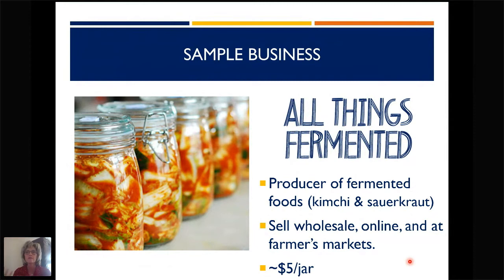So here's what she does. She's a producer of fermented foods, kimchi and sauerkraut. She sells wholesale, online, and at farmers markets. And she charges about $5 a jar. That's what that squiggly means, about.